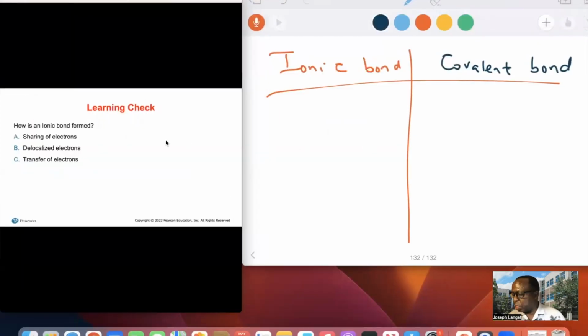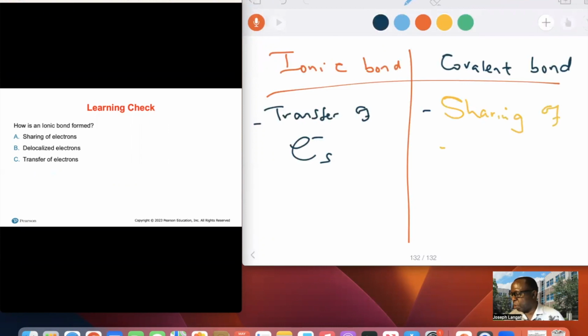So this is a transfer. Please remember, transfer of electrons. I'm going to abbreviate electrons like that. And this is formed by sharing. We just put that this is sharing of electrons. So that's what we have for that. The correct answer for this is C, transfer of electrons.